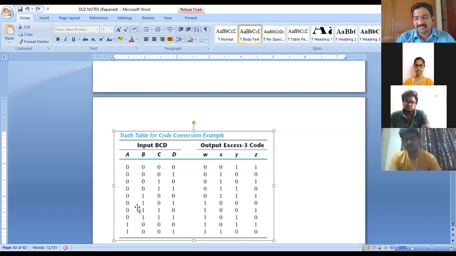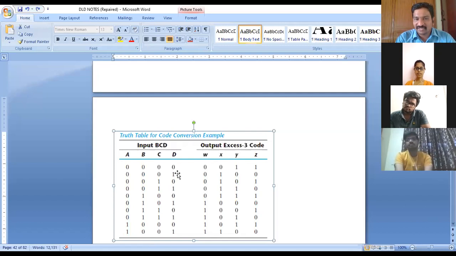Then you might ask, what about 10, 11, 12, 13, 14 and 15? Those are all don't care conditions. These 2-digit numbers are not included in the BCD input. If you open the textbook, BCD only goes from 0 to 9. BCD addition is different from binary addition, right? You already learned all the concepts.